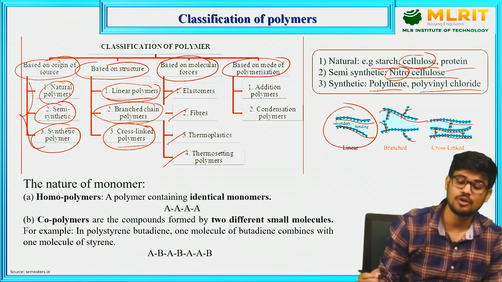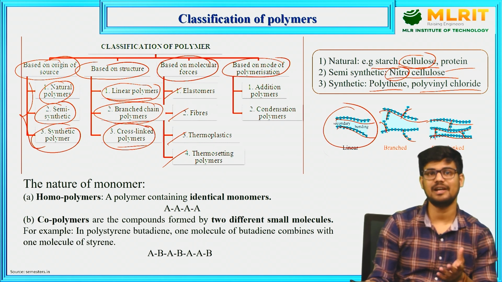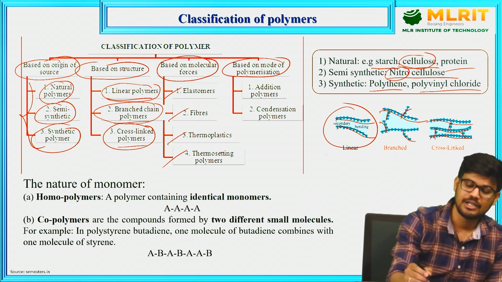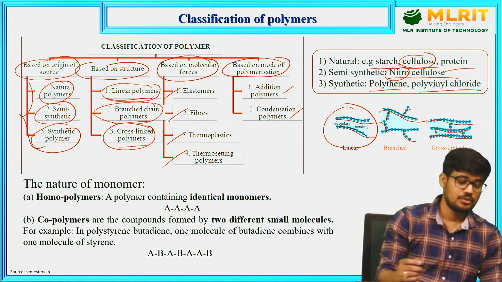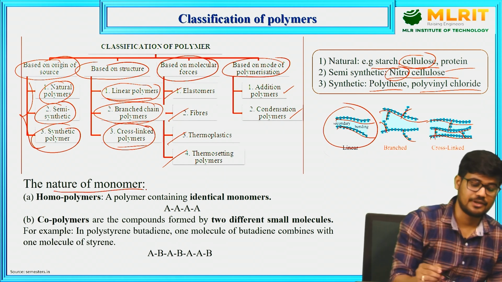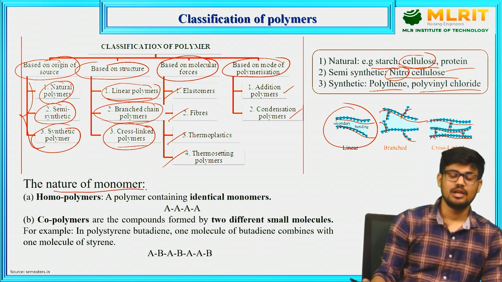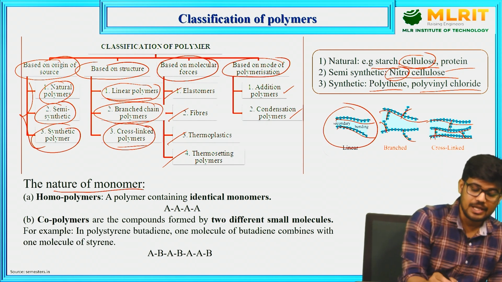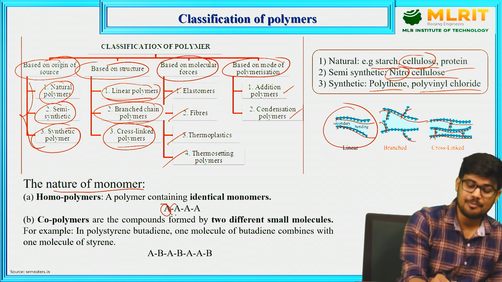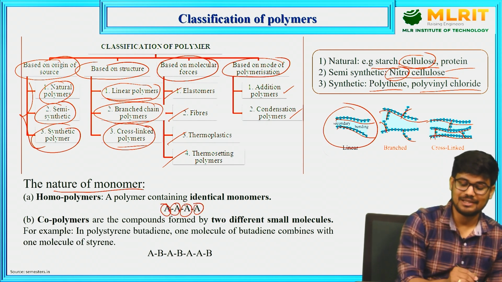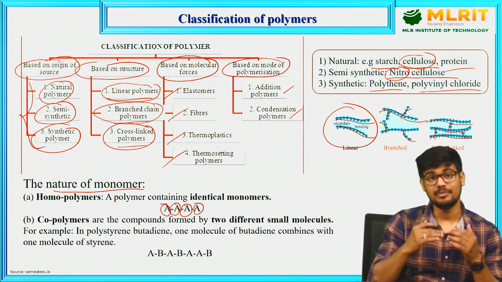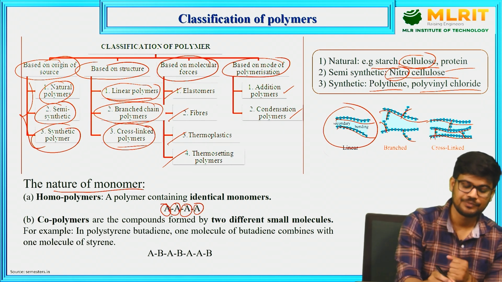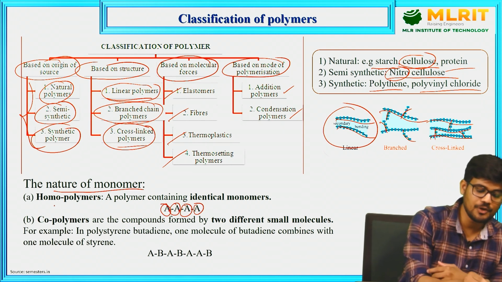Based on mode of polymerization, polymers can be classified generally into two types, addition polymers and condensation polymers. Now there is another type of classification, based on the nature of monomers. If you consider a single type of monomer, for example A A A A, these are the same monomer units, multiple units of the same monomer. If they form a polymer, that will be called a homopolymer.